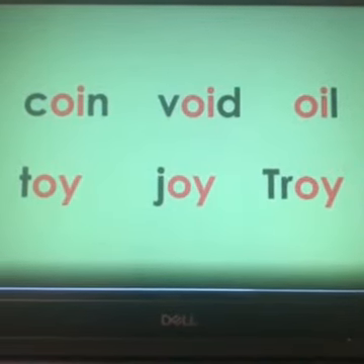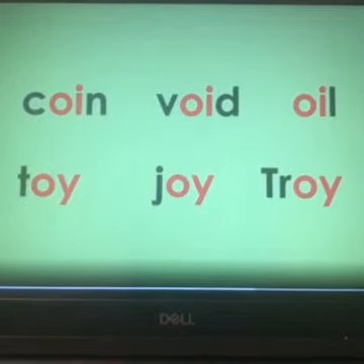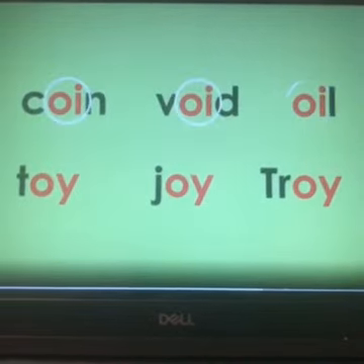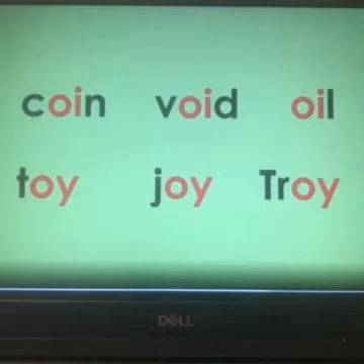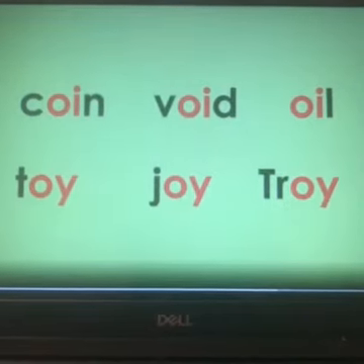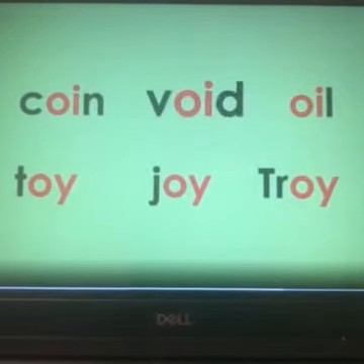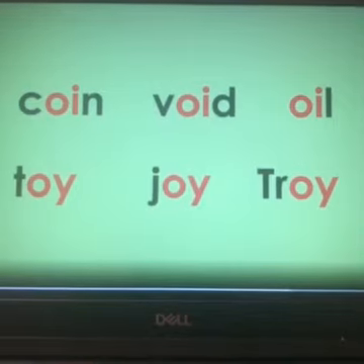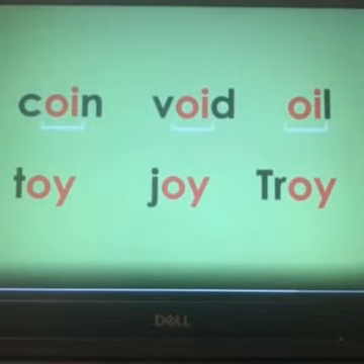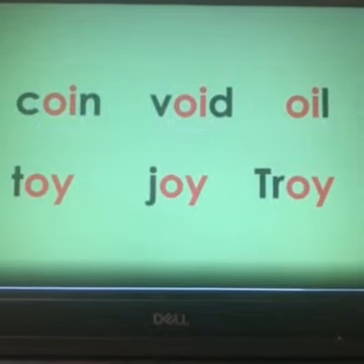which spelling to use. If we hear oi in the beginning or middle of a syllable, we will use the O-I spelling. Think about words like coin, void, and oil. We spell oi with the letters O-I because it's at the beginning or in the middle of the syllable.